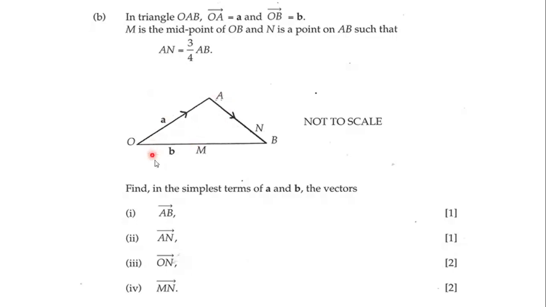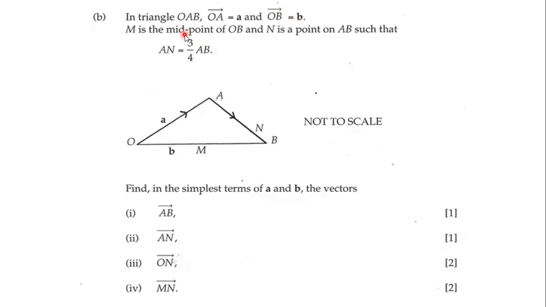Now, notice the figure that we have before us. What geometrical figure is this? Well, it is indeed a triangle. Yes, it has three sides, and it's a triangle with vertices O, A, and B. Notice that the vector OA is equal to a, and the vector OB is equal to b.